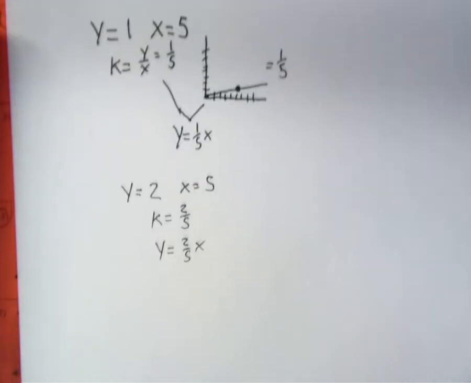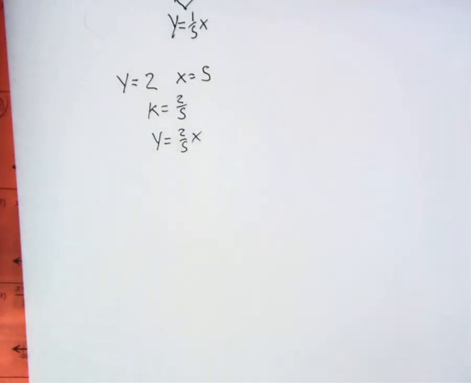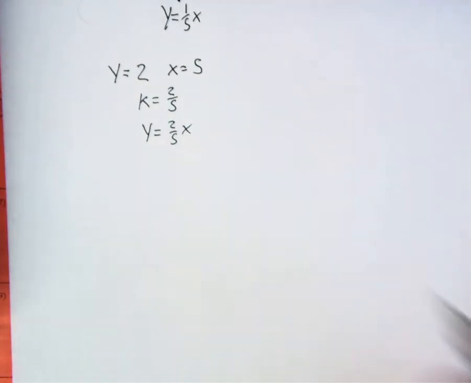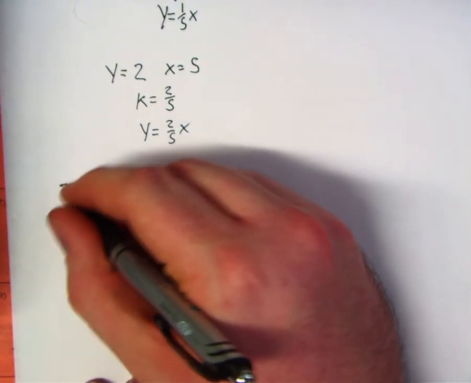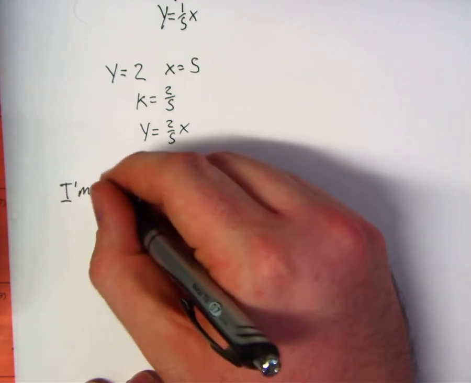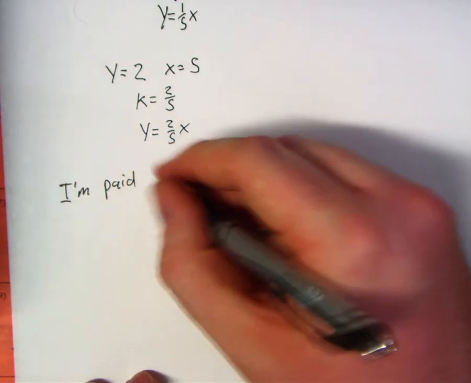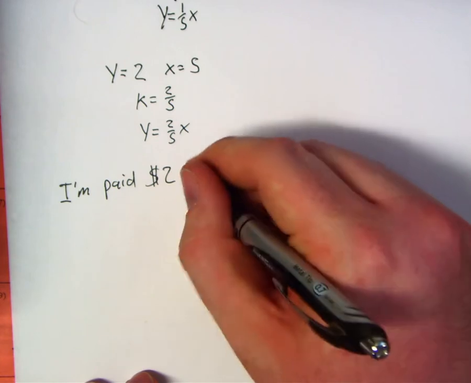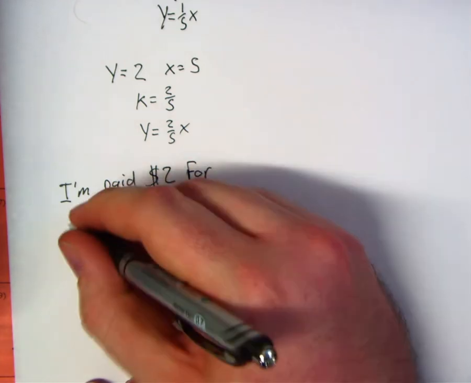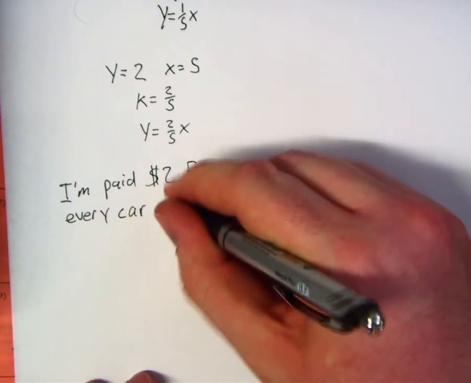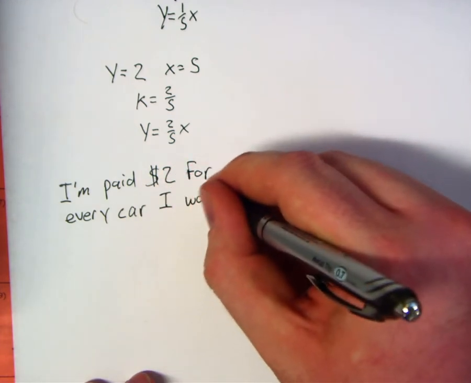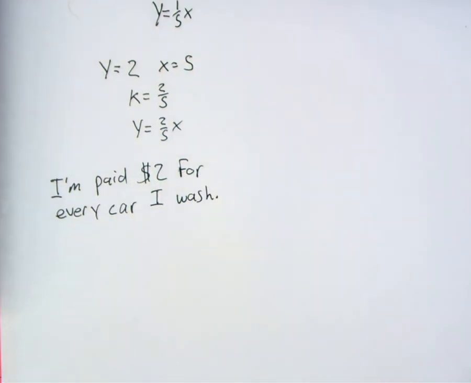Next up, we were given a couple of story problems here. So suppose I said, I'm paid $2 for every car I wash. And we have to find a constant of proportionality for that.